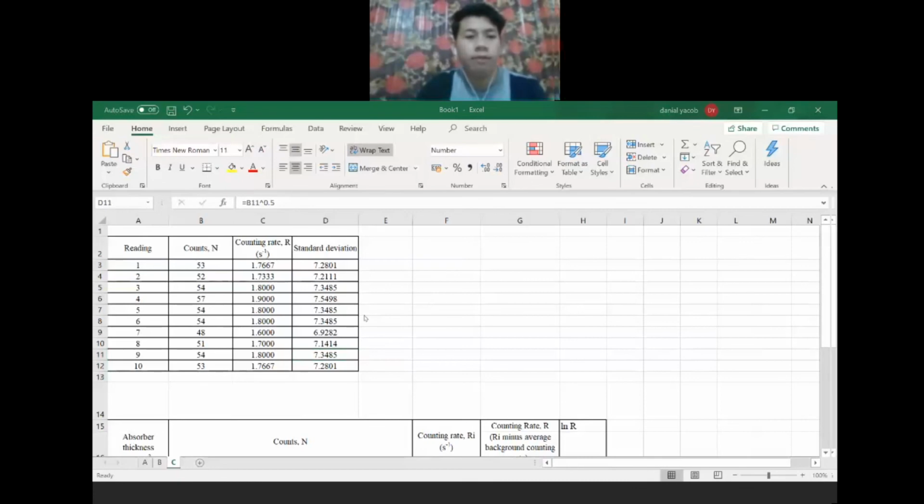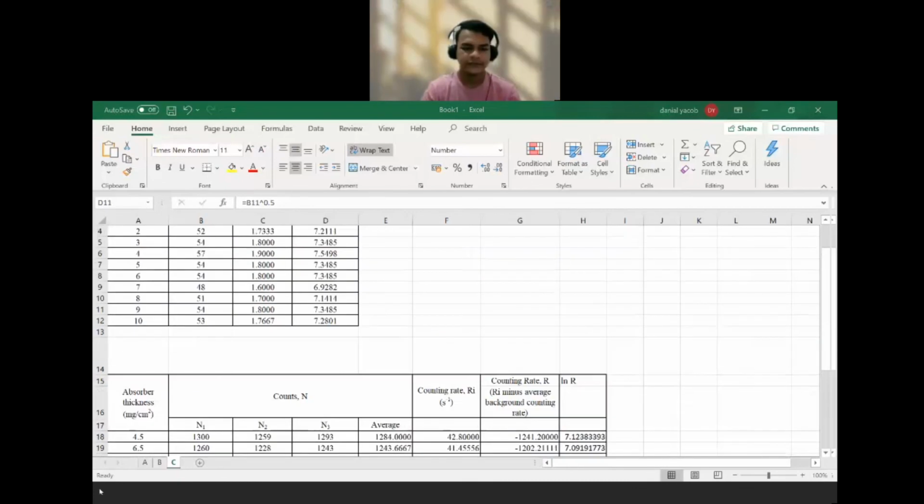So Daniel, what do you want to include? Before we end our meeting, I want to share my calculation using Excel. Wait a minute, let me share the slide first. Zarif, can you see that? Yes, yes.